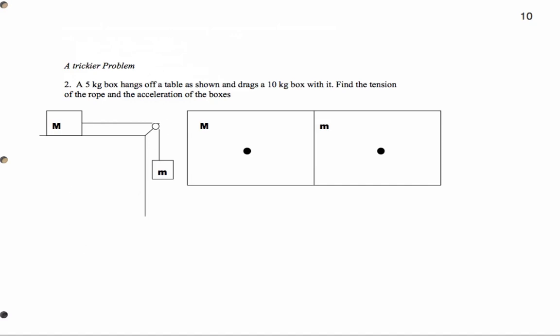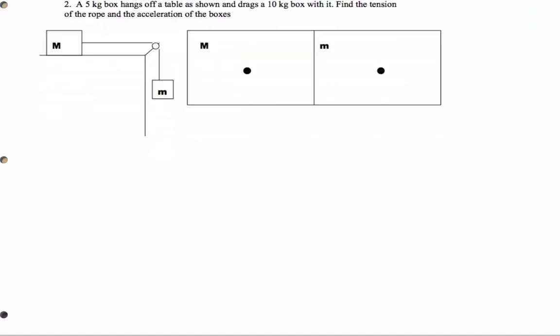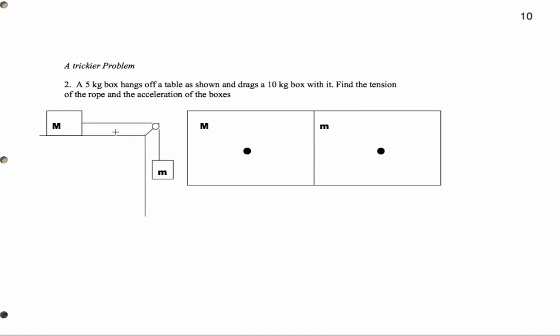Now, we're going to do a problem where we set up this whole thing. Let's begin with our free body diagram. So we'll have the normal force on big M, the weight of big M, and then there's a tension force. For little m, we have the tension force pulling up and the weight of little m pulling down.